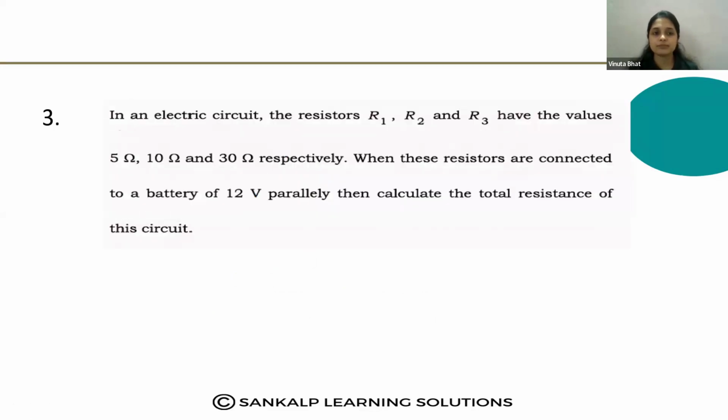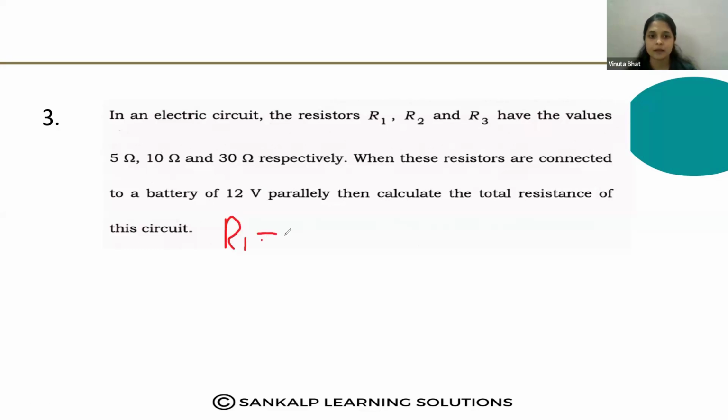Next question. In an electric circuit, the resistors R1, R2 and R3 have the values 5 ohm, 10 ohm, 30 ohm respectively. When these resistors are connected to a 12 volt battery in parallel, calculate the total resistance of the circuit. This is also a 5-mark question. Here, first thing is you have to note down the given data.